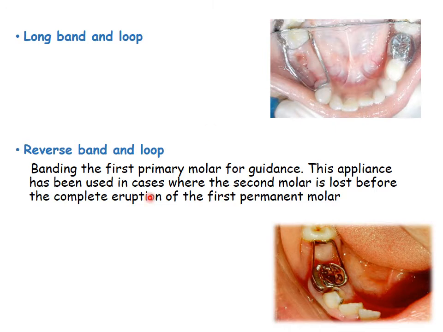Then you have a reverse band and loop type of space maintainer, in which, if the second primary molar is lost before the complete eruption of the permanent first molar, then banding is done for the first primary molar, and the loop is reversed, that is given from the distal side of the first primary molar, and the loop is touching the mesial surface of the permanent first molar. So it is reversed.